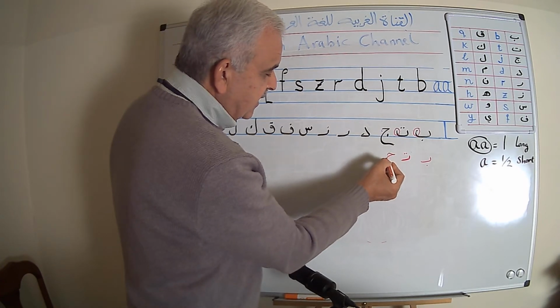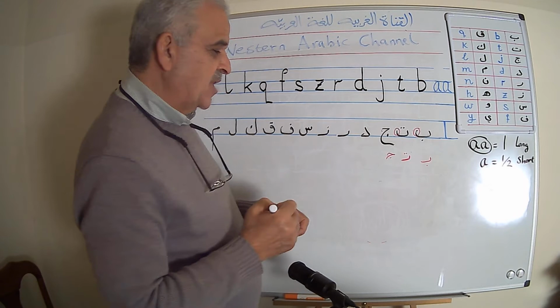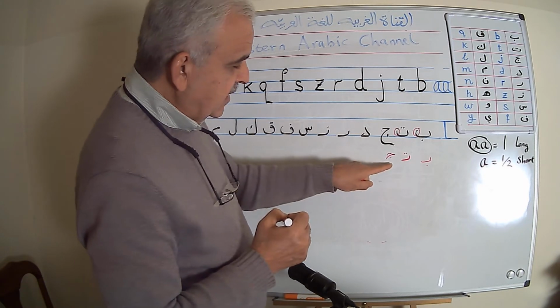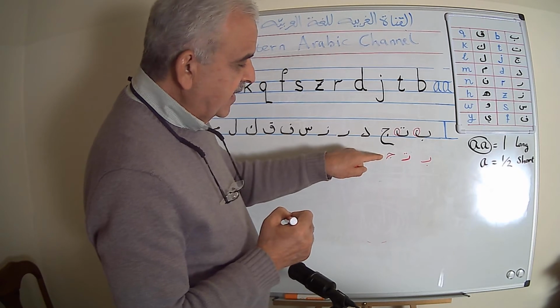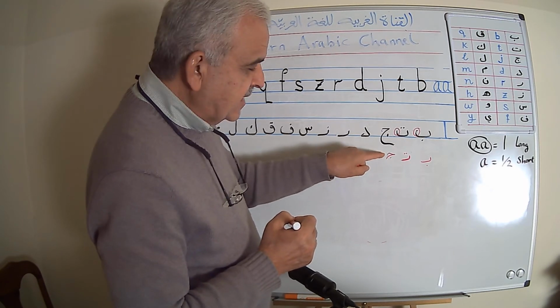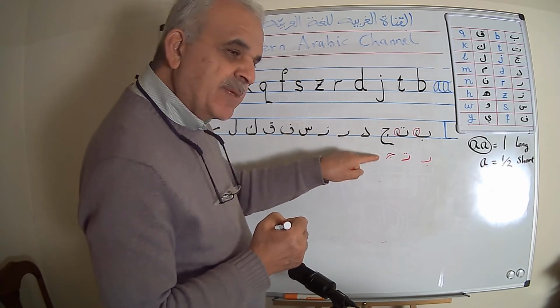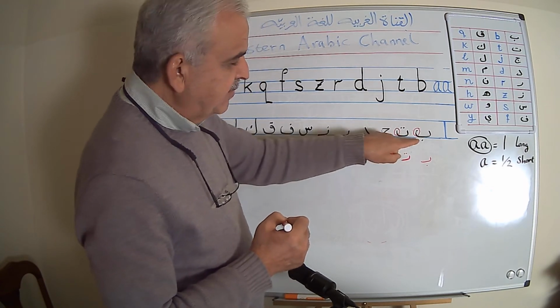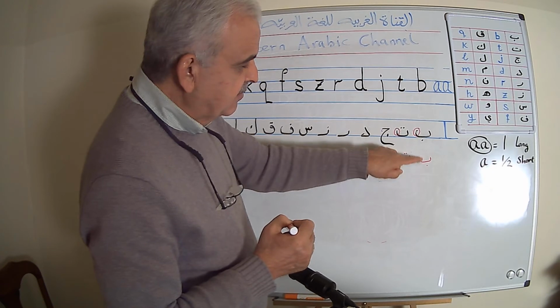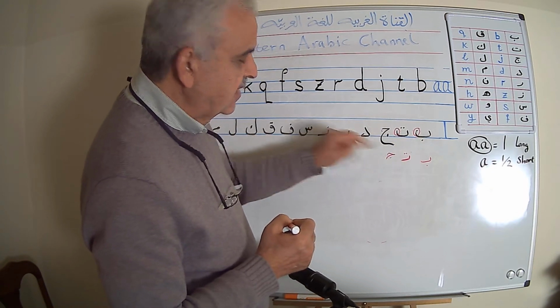It becomes like this. This is ja. This is ja letter. If it comes at the beginning of the word or in the middle, it's the same. At the beginning or in the middle is the same. This is at the beginning or the middle, the same. Beginning and middle are the same. This is at the end. At the end, at the end.